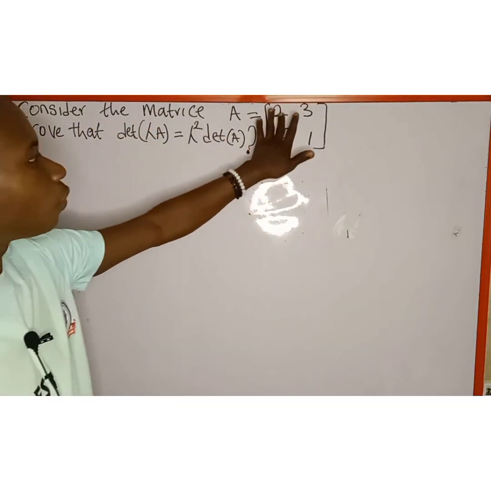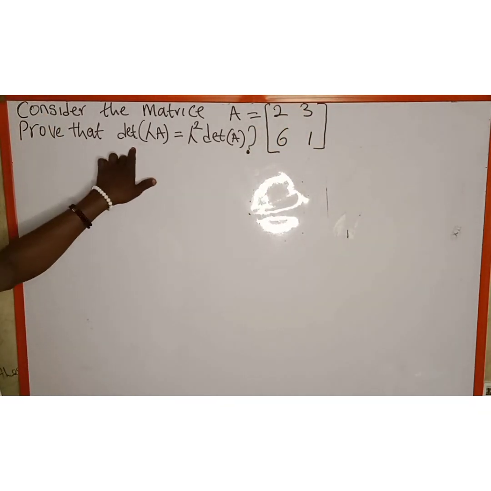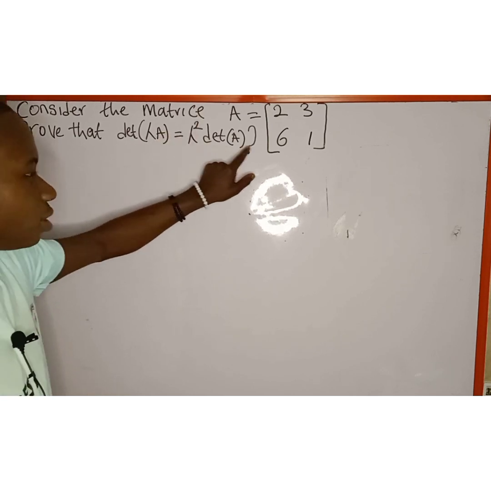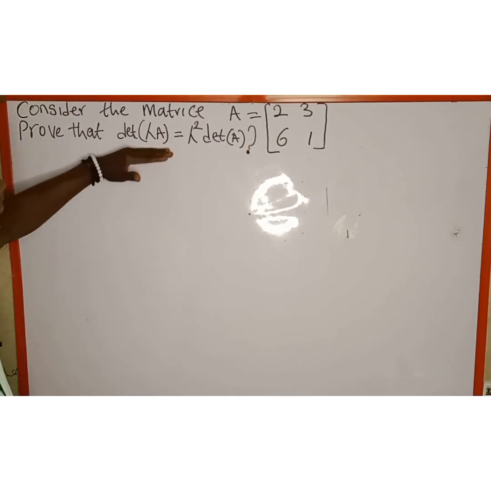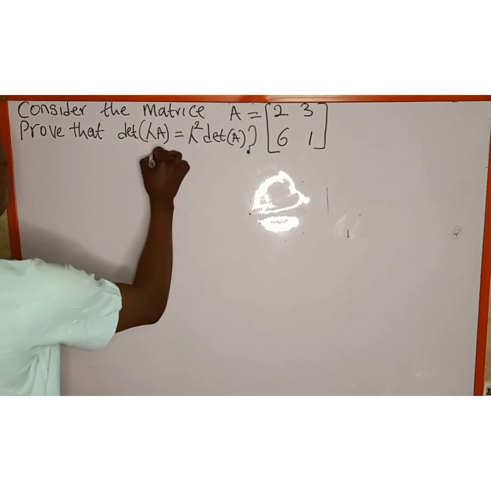So the question on the board says we have to consider the matrix A, and A contains the elements 2, 3, 6, and 1. And we're asked to prove that the determinant of lambda A is equal to lambda squared times the determinant of A. So we are asked to prove that this is equal to this. So let's get started. Solution.